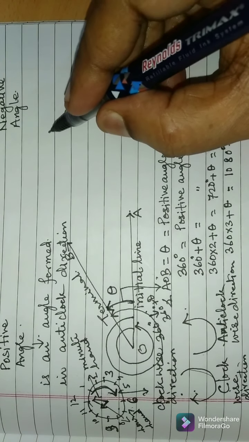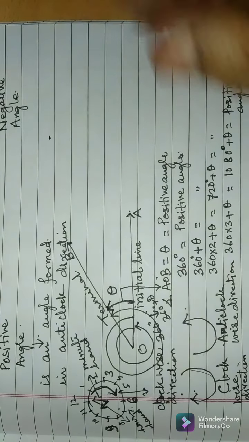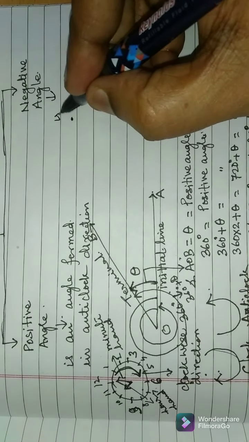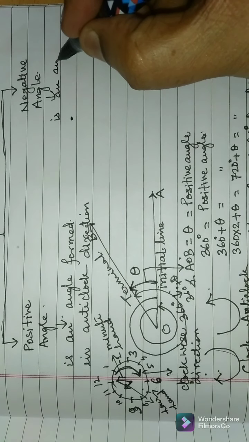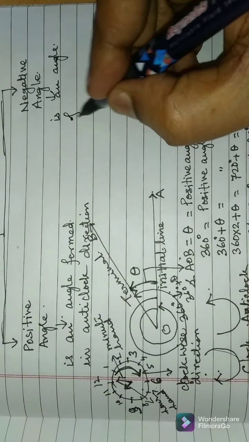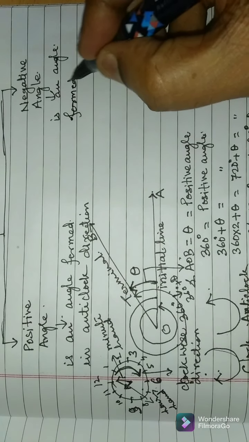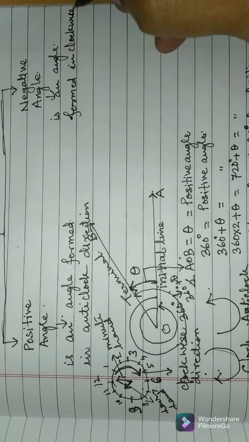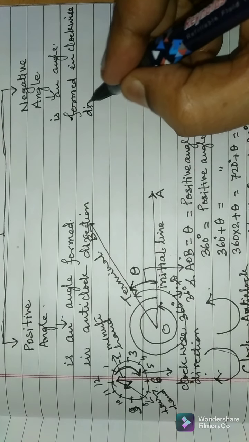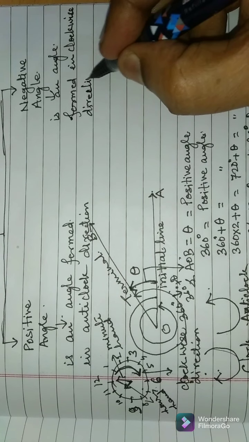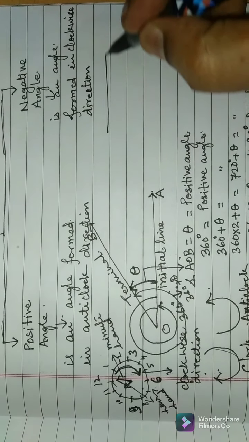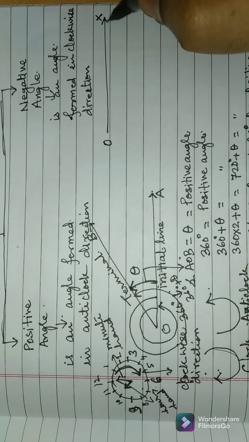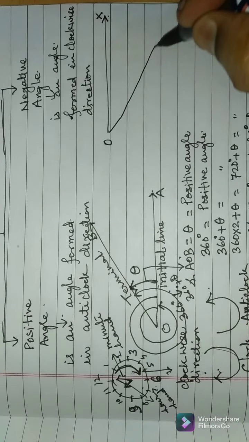Now I am coming here. Suppose this is the negative angle. So a negative angle is an angle formed in the clockwise direction. Suppose I am taking OX as the initial line and it rotates in this direction.